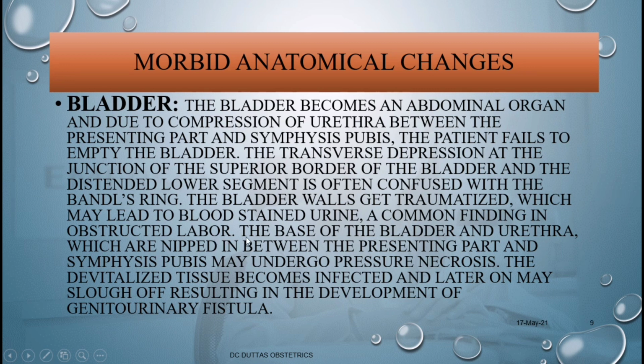Then the base of the bladder and urethra, which are nipped in between the presenting part and the symphysis pubis, may undergo pressure necrosis. Then the devitalized tissue becomes infected and later sloughs off, resulting in the development of genitourinary fistulas. Some of them you already know, like VVF, which can occur due to this same compression.